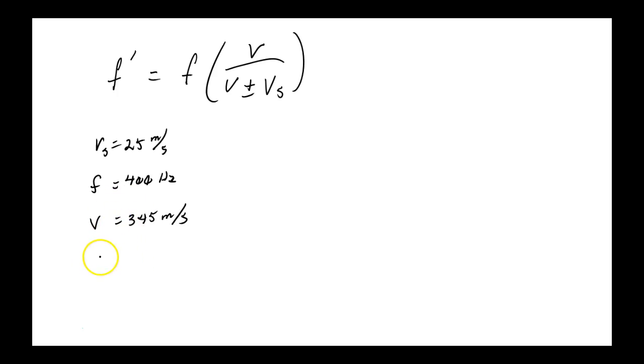So what would that be? Only one symbol left. F prime is what we're looking for, okay? The Doppler shifted sound. And what would that be? Yeah, 400 hertz, 345 meters per second divided by 345 meters per second.